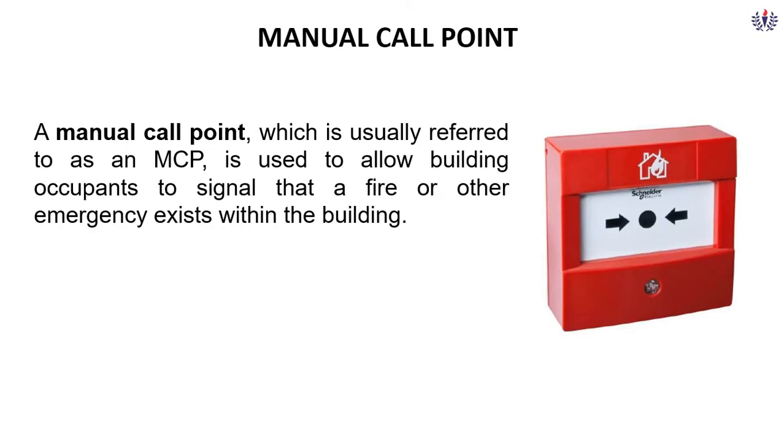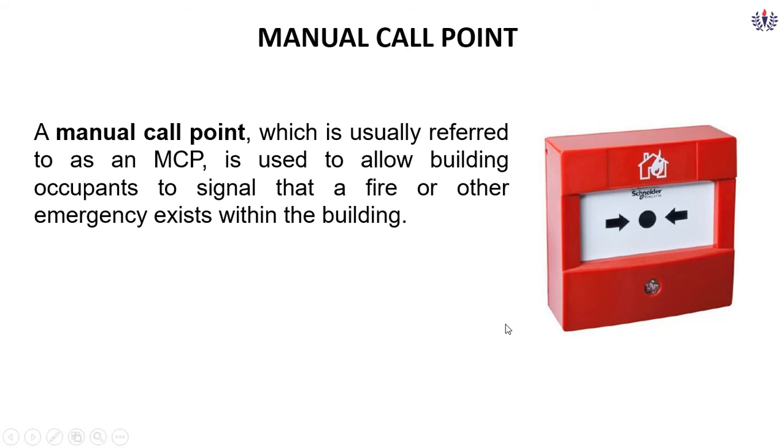So the final one is the manual call point. The manual call point is a manually operated switch. If a person in a passage, or in underground, or somewhere else notices a fire, immediately he can press this switch so that the fire alarm system may be activated. It is manually operated, so it is known as the manual call point, MCP.